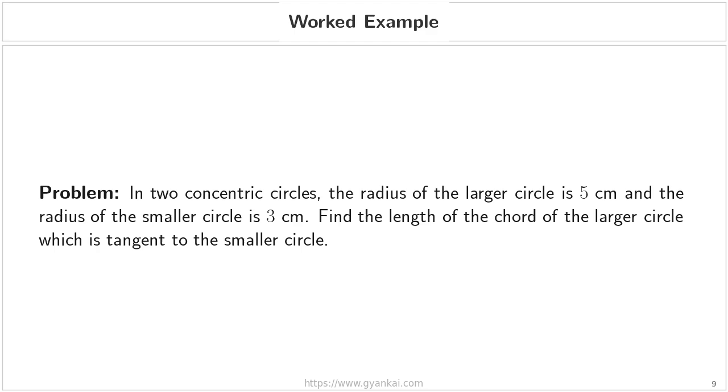Imagine we have two concentric circles. We are given that the radius of the larger circle is 5 centimeters, and the radius of the smaller circle is 3 centimeters. Our task is to find the total length of the chord of this larger circle, specifically the one that is tangent to the smaller circle. As we move to the next slide, we will break this down step by step, using the properties of right-angled triangles that we just discussed.